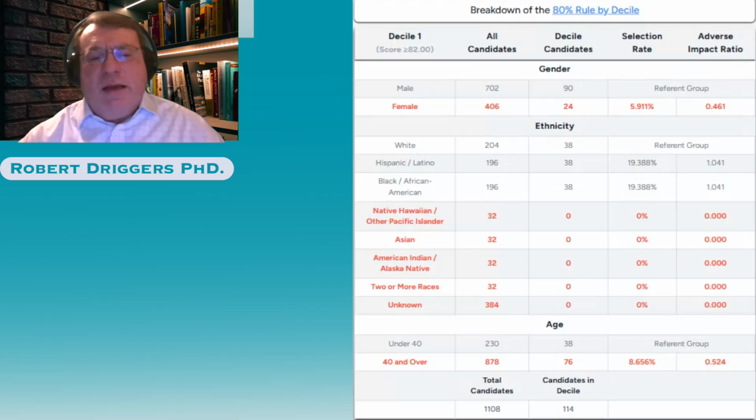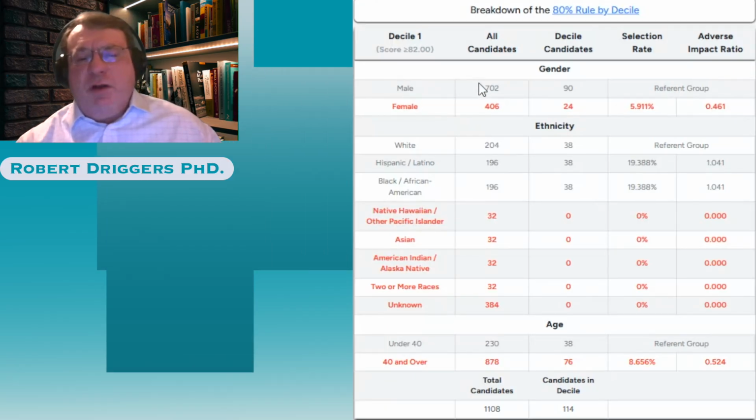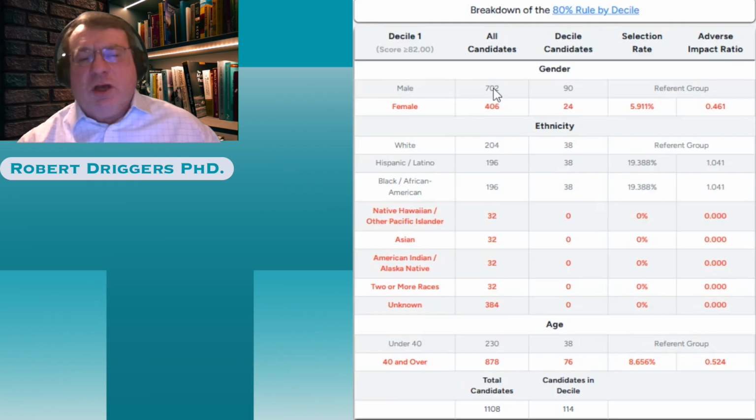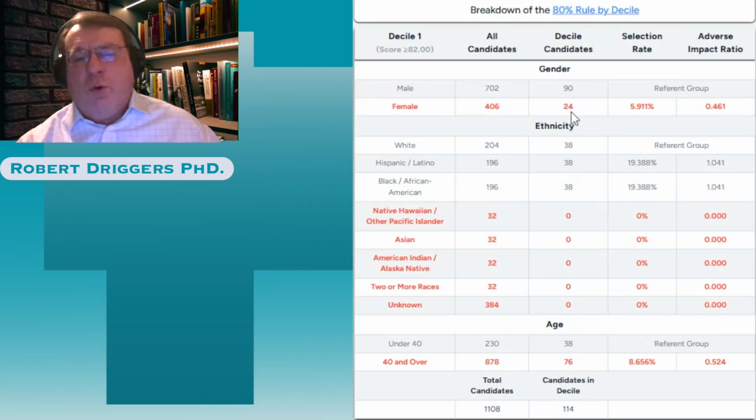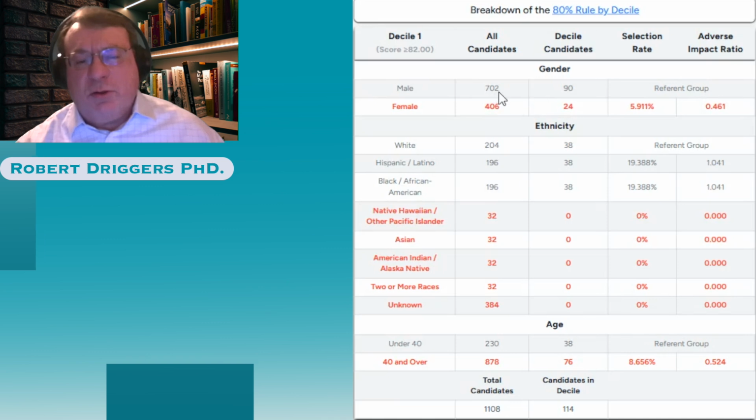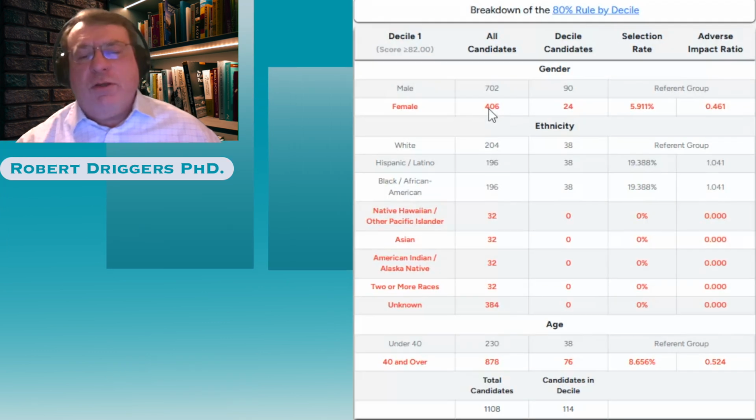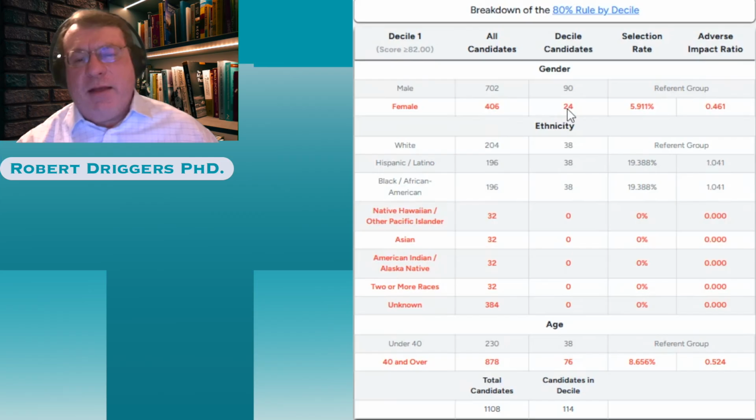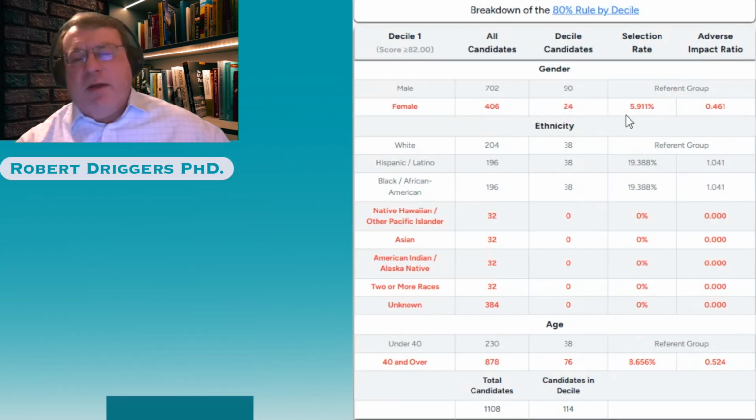So, as an example, you can see in the gender group we have 702 males in total and 406 females in total. However, in this decile, it breaks down to 90 and 24. So that means that of the 702 males, 90 of them passed. Of the 406 females, 24 of them passed. So this allows us to compute the adverse impact ratio.